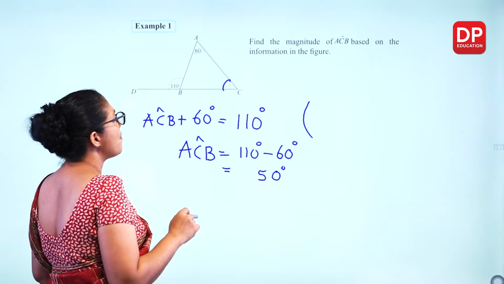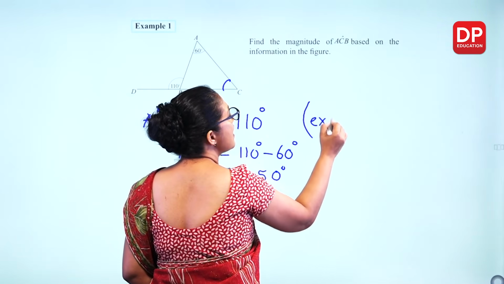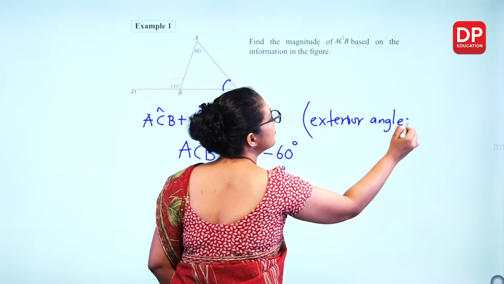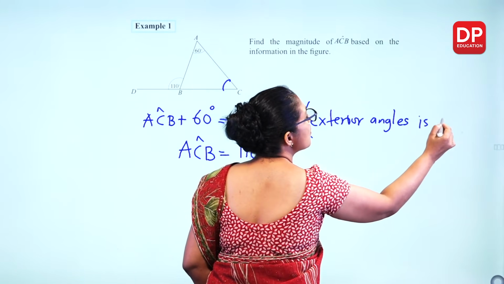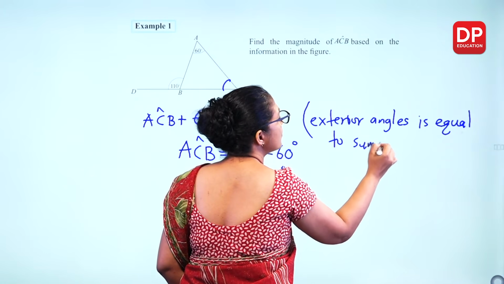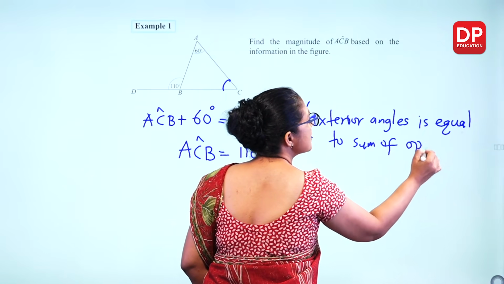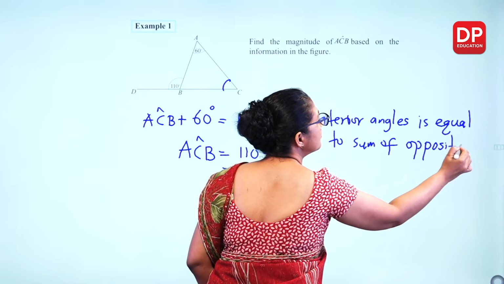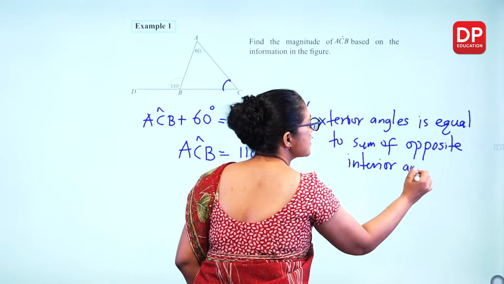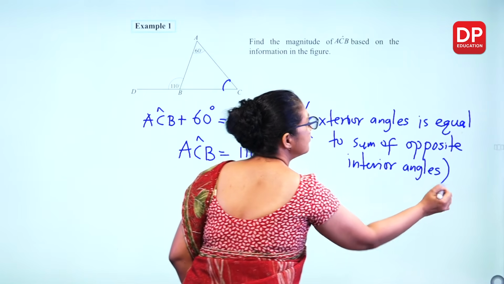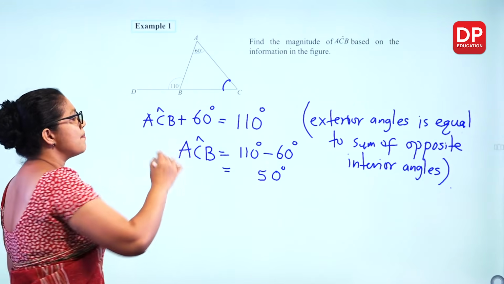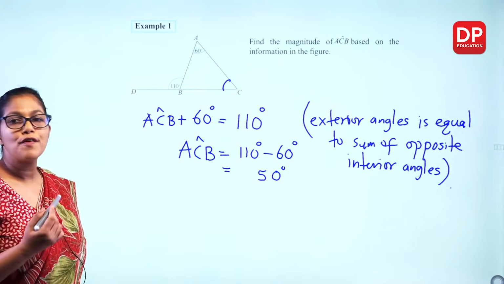According to theorem number 1, exterior angle is equal to sum of opposite interior angles. So this angle ACB becomes 50 degrees.